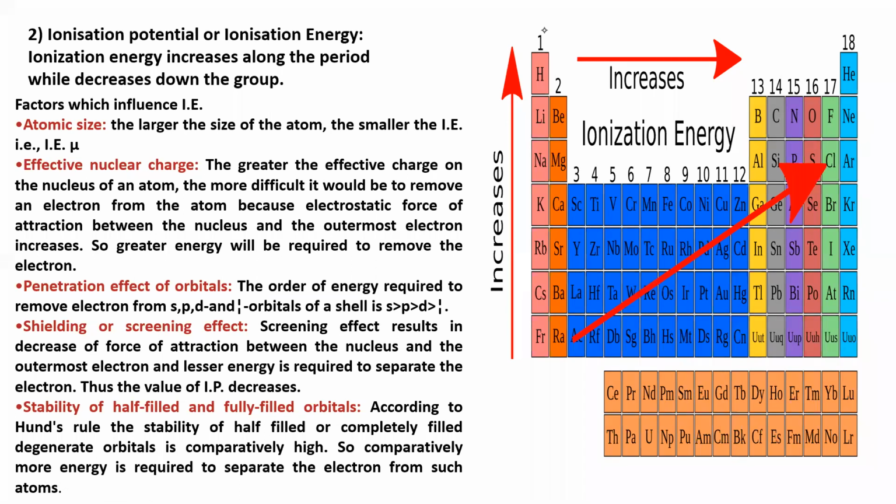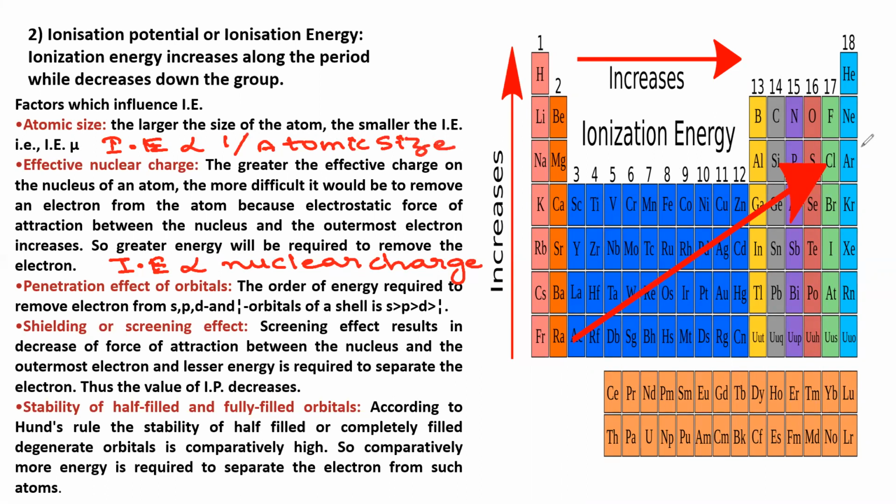I'm writing here. You can also note down in your notes. Ionization energy (I.E.) is directly proportional to nuclear charge. And ionization potential is inversely proportional to atomic size, proportional to 1 by atomic size. Because as atomic size increases, ionization potential decreases; as atomic size decreases, ionization potential or ionization energy increases.